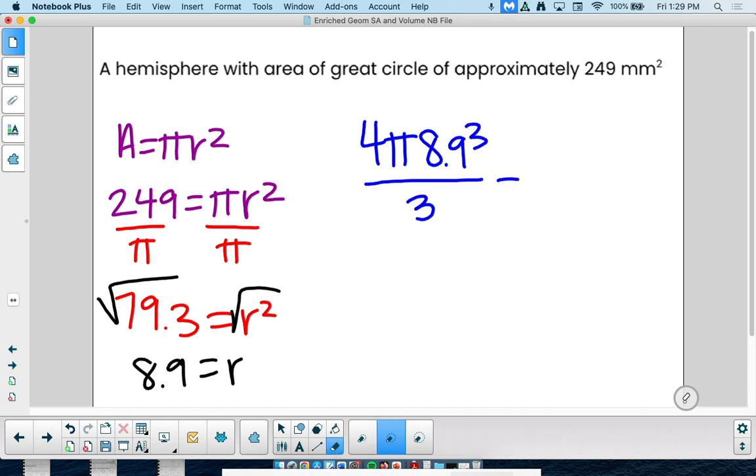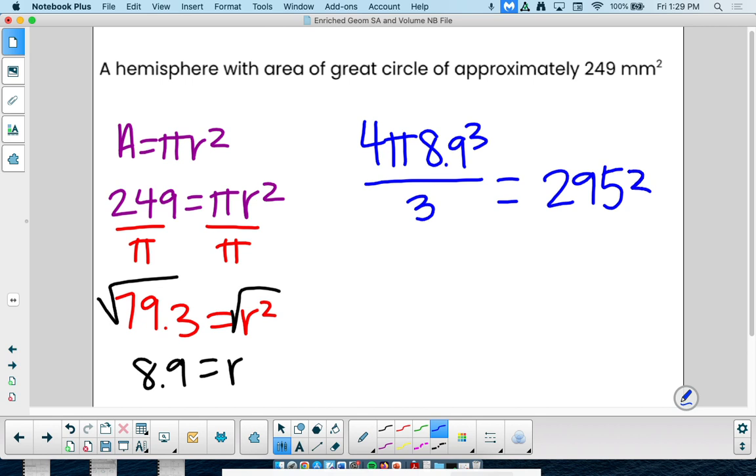What did I do wrong? Nothing. Are you sure? Yep. Or are you confused? No, it's fine. Do you guys notice that you're dividing by 2 because it's a hemisphere? Yeah. You guys remember to do that?